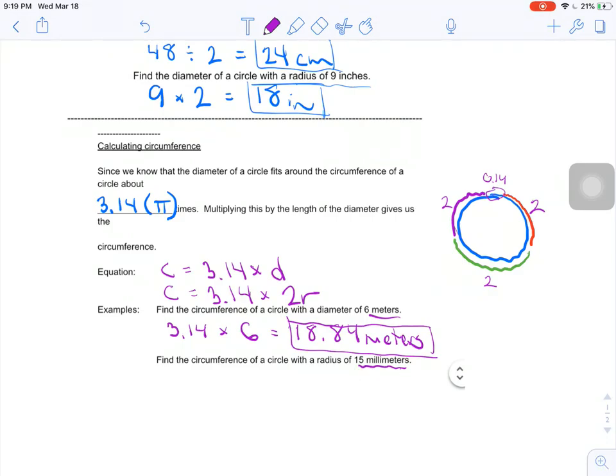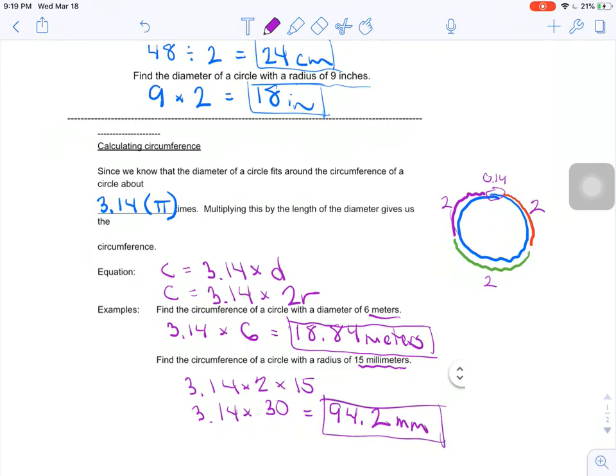So last one, find the circumference of a circle with a radius of 15 millimeters. Well, it's diameters that we're measuring around the circle, 3.14 diameters. So in order to get that, I'm going to have to double the radius and then multiply it by 3.14. So if I double the radius, I get 30. And then 3.14 times 30 gives me about 94.2, and we're measuring in millimeters. MM is the abbreviation for millimeters. So about 94.2 millimeters.